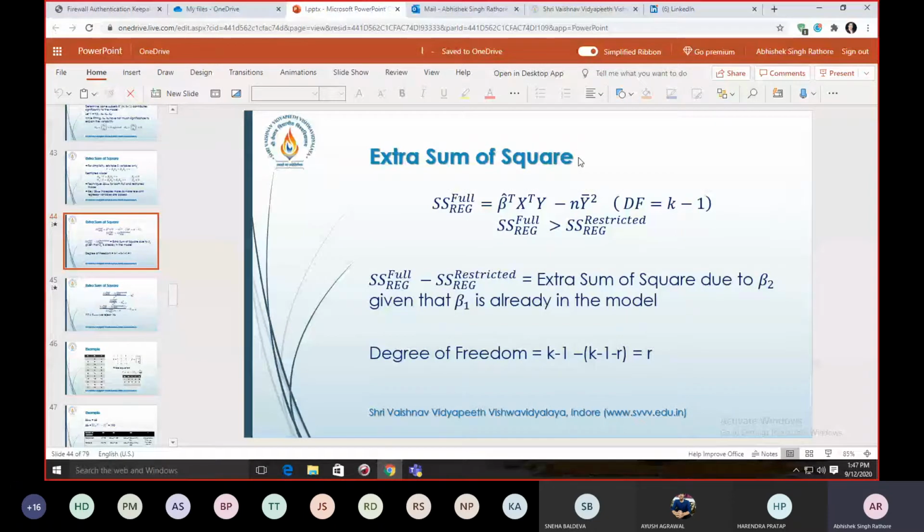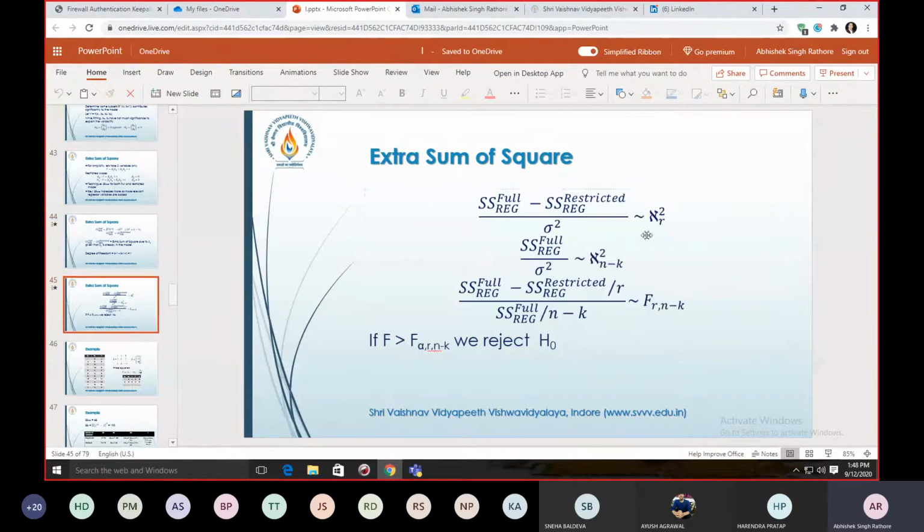So this is my rubric for finding whether some model is good or not. This is the extra sum of squares, due to the presence of my coefficient beta 2 when beta 1 is already in the model. Again, you have to check the language: we are calculating the contribution of beta 2 given that beta 1 is already in the model. We have r dimensional data, so our degree of freedom r is available because we take out these r dimensions, and then we calculate this by the F statistic.